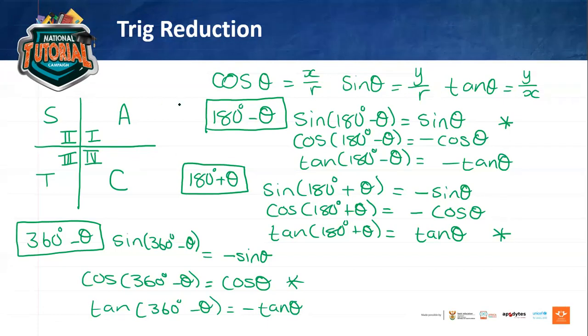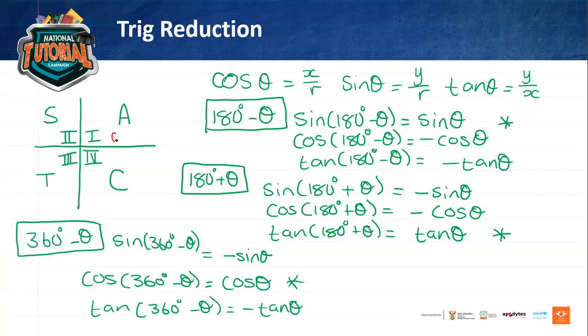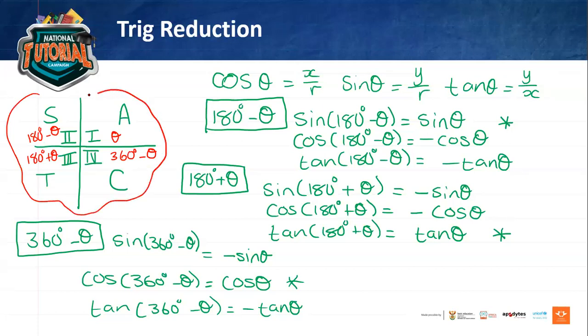You can add to your cast diagram the angles, just to remind you. So in quadrant 1, we speak about angle theta, or some acute angle. In quadrant 2, we said 180 degrees minus theta. In quadrant 3, it was 180 degrees plus theta. And in quadrant 4, it was 360 degrees minus theta. If you can remember this cast diagram, then you're good to go for any trig reduction. It summarizes it for you, and everything is a whole lot easier.